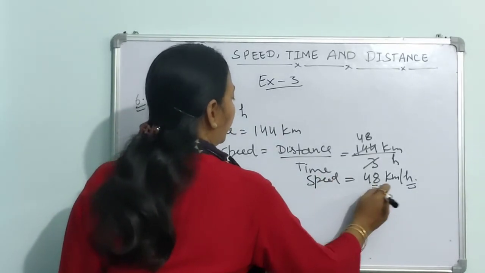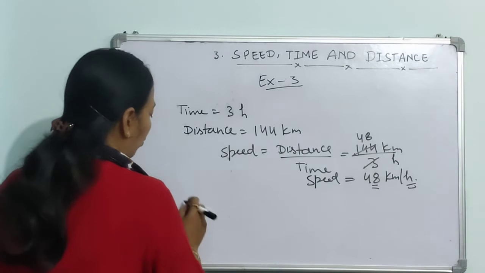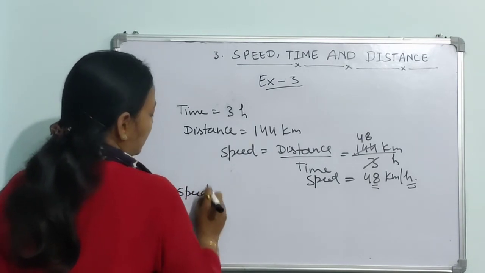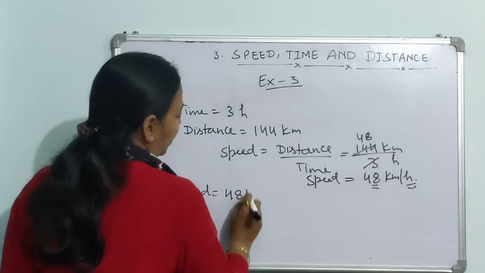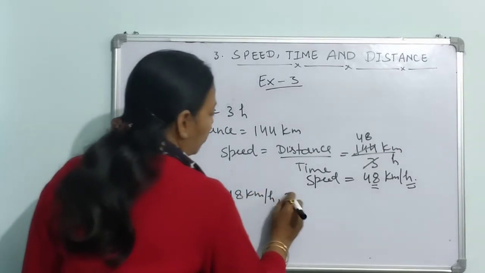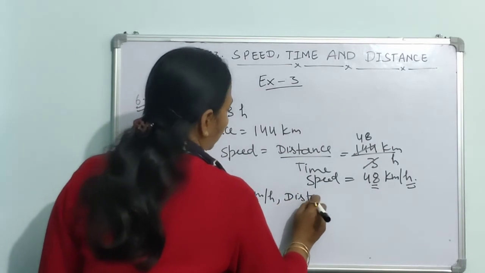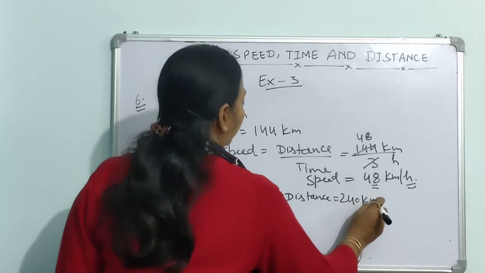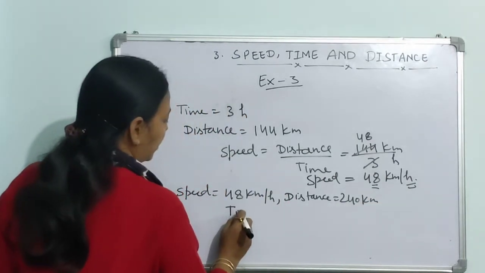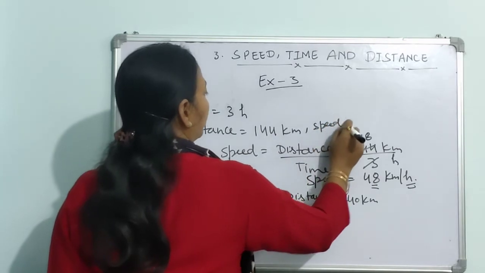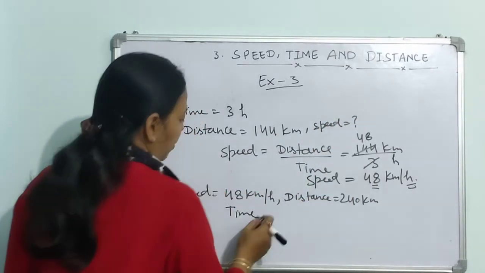This is the speed now, and it has to travel 240 kilometer. Now in the second part of this, speed is 48 kilometer per hour, and the train has to travel how much distance? How much does it have to travel? 240 kilometer. Then what do we have to calculate here? Time. In the first part, what do we have to calculate? Speed is equal to question mark, and in the second part, time.